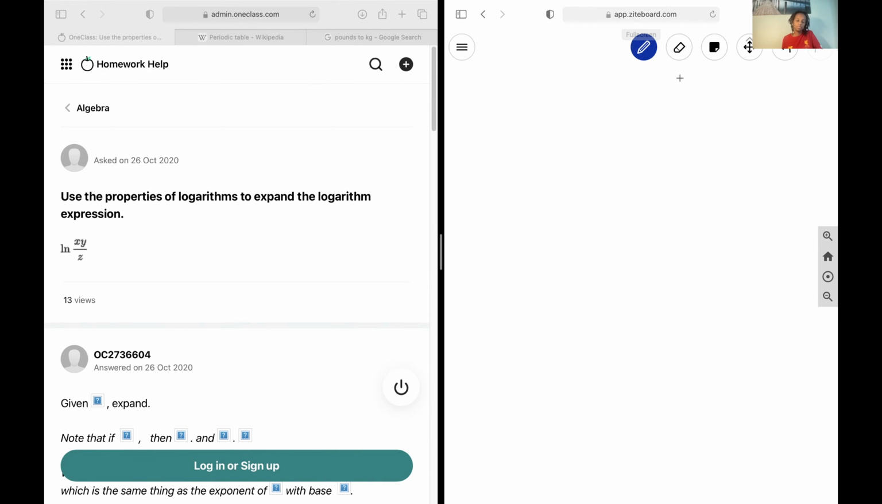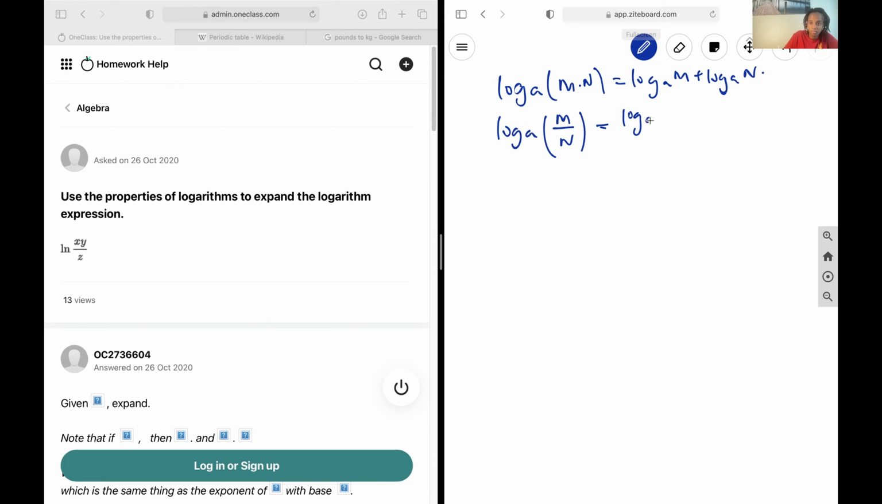Next up, we will use the properties of logarithms to expand this out. We will be using the fact that ln of m times n, let's just use a random log, log base a of m times n will be log base a of m plus log base a of n. Additionally, we'll be using the fact that log base a of m over n is going to give us log base a of m minus log base a of n.